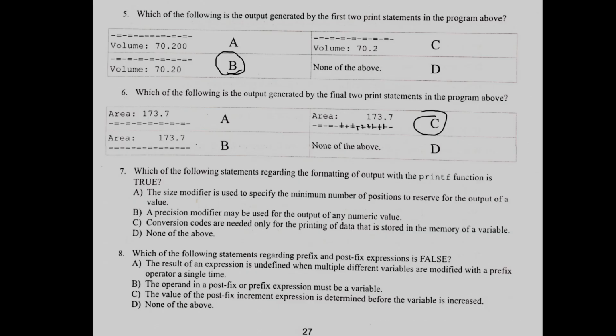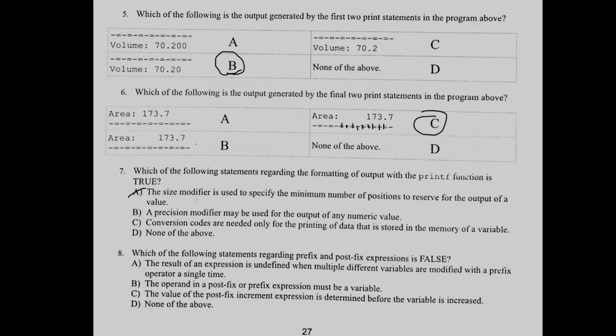7. Which of the following statements regarding the formatting of output with the printf function is true? A. The size modifier is used to specify the minimum number of positions to reserve for the output of a value. That's false. The size modifier is used to describe the size of the inputted number, of the number you're going to pass, whether it's just a float or a long float / double. So it's not going to reserve any number of positions.